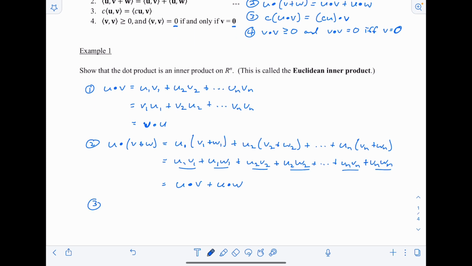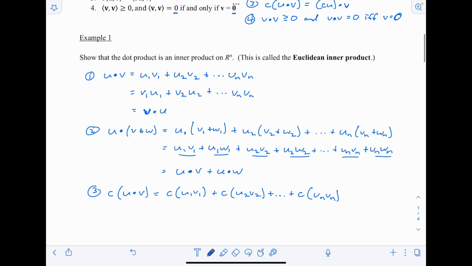Number 3 says that I can take a scalar and multiply it by the dot product. So if I take the scalar c and multiply it by the dot product of u and v, well, that's going to give me c times u1 v1 plus c times u2 v2 plus up to c times un vn.